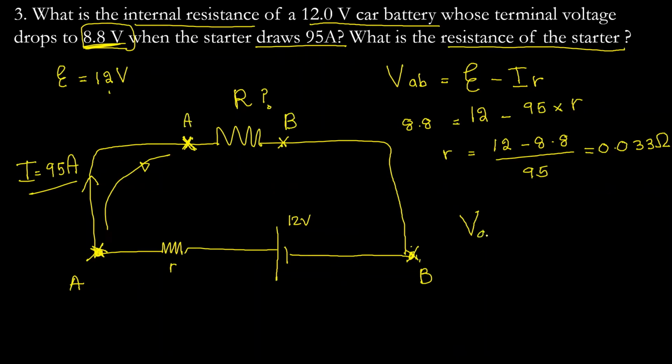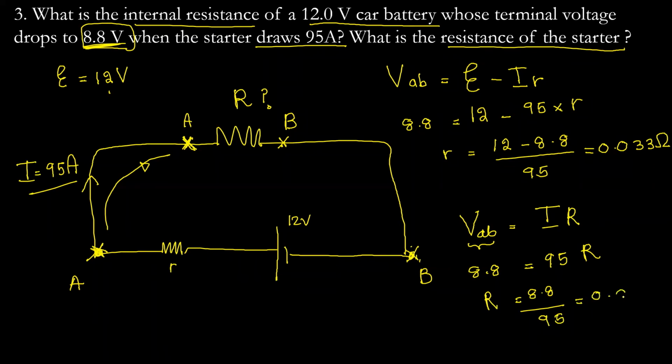So VAB is the voltage across your resistor and is given by Ohm's law. VAB is 8.8 volts. It's given in the problem, and the current flowing through the circuit is 95 amperes. It is also given in the problem, and your R will be 8.8 divided by 95 amperes. This gives you the answer 0.092 ohms.